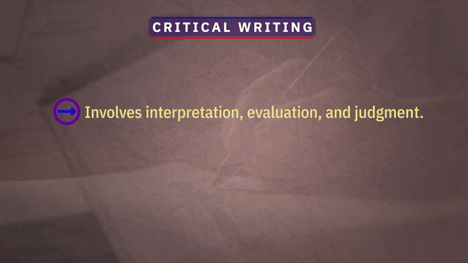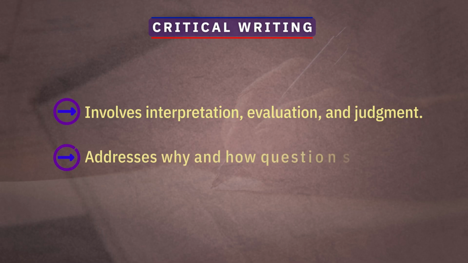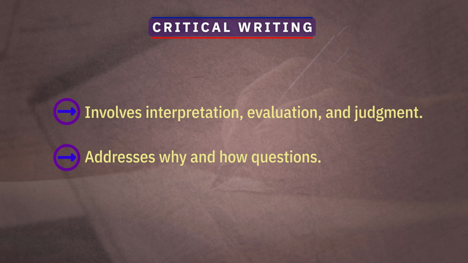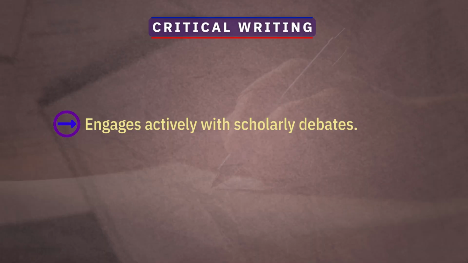So therefore, this is where critical writing comes into play. Critical writing involves interpretation. It involves evaluation and judgment. And it addresses the question why and how. These are the two important questions that critical writing addresses: why and how. And it engages actively with scholarly debates.